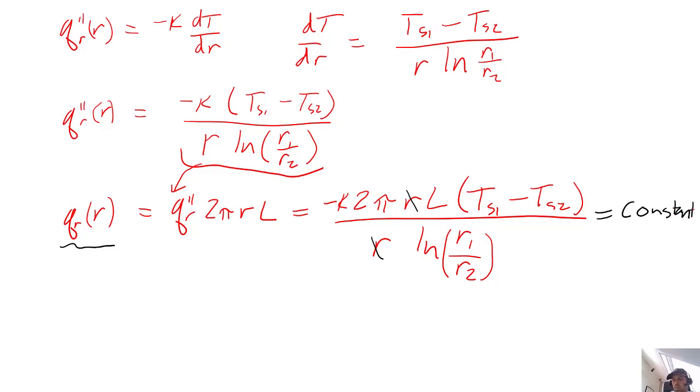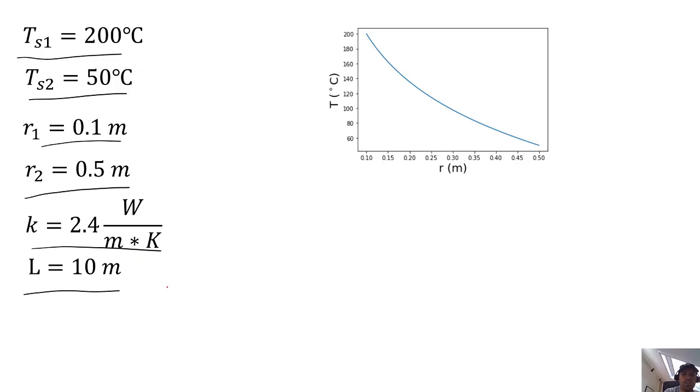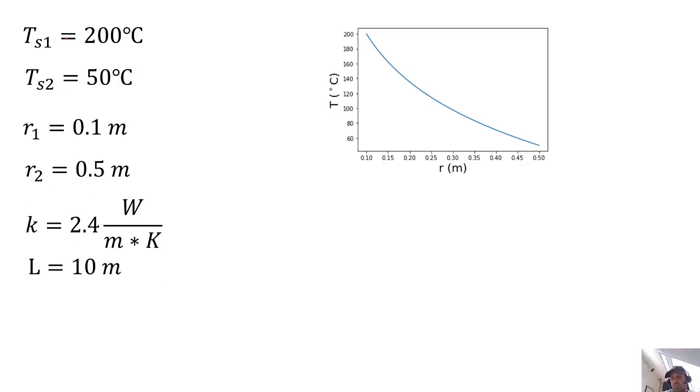So let's go look at some graphs. I've taken the liberty of just taking each of these equations and plotting them in Python. So I had to come up with some values for all these constants. Using all these different values, this is how temperature looks. So this is a natural log function. We see this higher temperature here at the inner radius of 0.1 meter, and then it comes down.